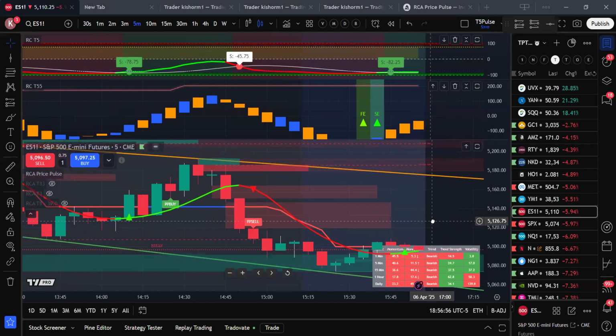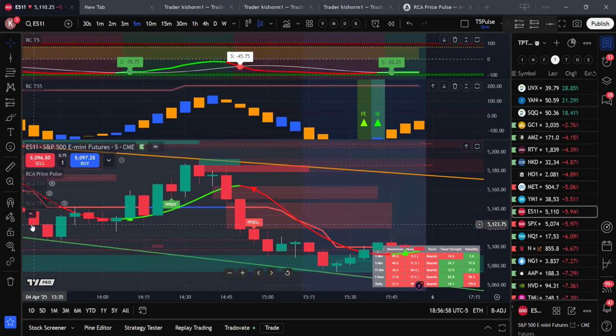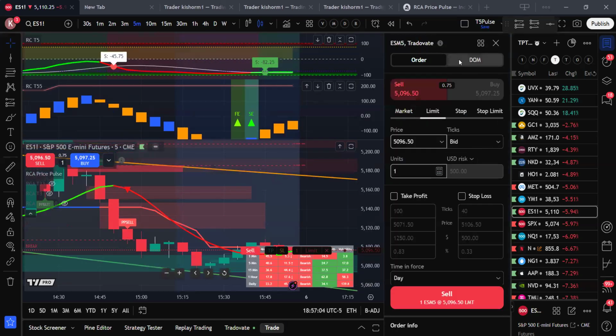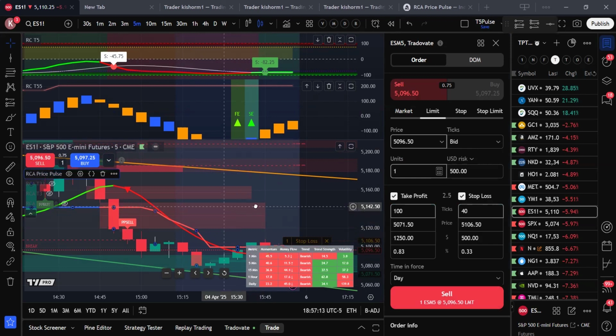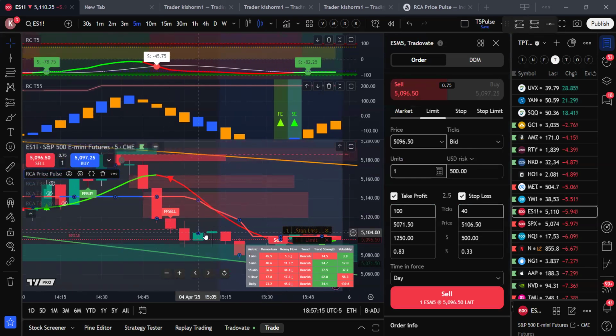One is if the trend is bearish and it went all the way to the top, and you got a T3 or top trend sell signal, T33 sell signal. You can just go to this right order tab and do a sell. You put take profit at some 100 ticks, stop loss 40 ticks. If you are having problems in scalping, then you just do this. So you are taking a 1:2:1 risk reward.